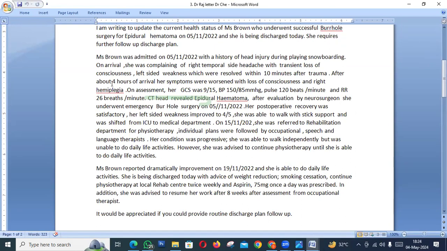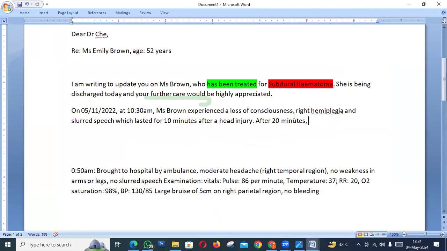Tell me, trauma after about 4 hours. So now he is at 1 p.m. So she was complaining of right temporal headache and transient loss of consciousness. That is also good. These things are good, but we need to follow a little bit better.